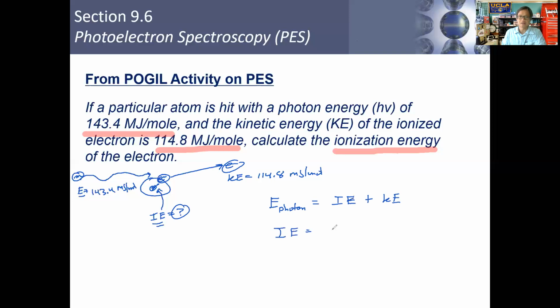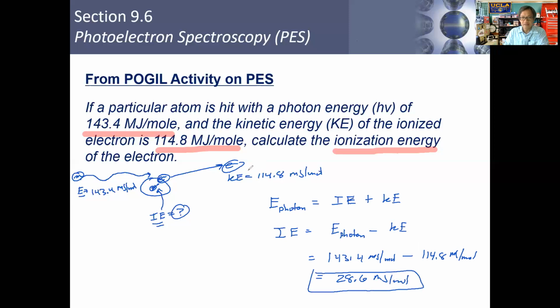We're going to take the kinetic energy and subtract that from the energy of the photon. So the energy of the photon minus the kinetic energy will give us our ionization energy. The energy of the photon is 143.4 megajoules per mole minus the kinetic energy, which is 114.8 megajoules per mole. So the ionization energy of this particular electron is going to be 28.6 megajoules per mole.